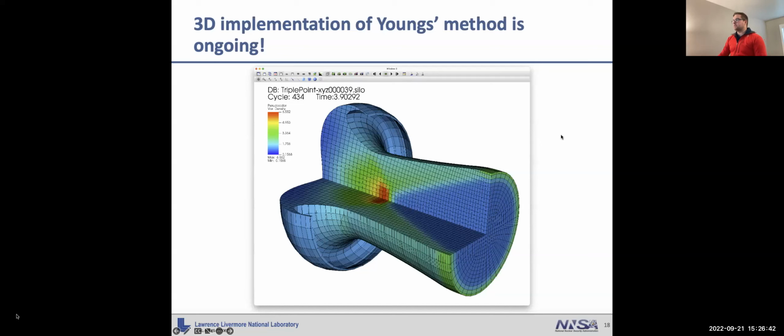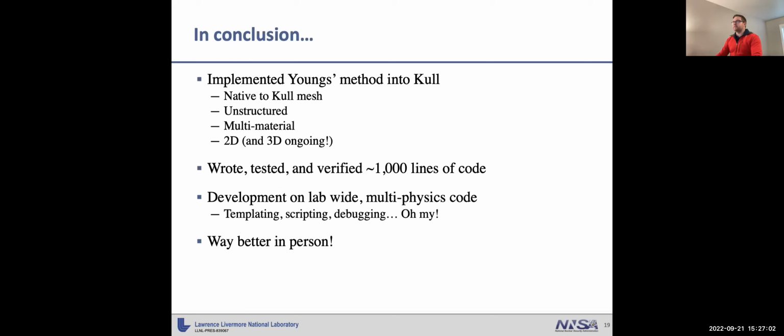So by the time I was done over the summer, this was done, but it was really slow. So I didn't do any high resolution runs or a lot of comparisons. But that's profiling and optimization, which is the next task for Branson, who's continued to work on this. So in conclusion, over the course of the summer, I implemented Young's method into the Kull code. It's native to Kull's unstructured ALE mesh. It's multi-material, and it's 2D and 3D was done by the time these slides were done.